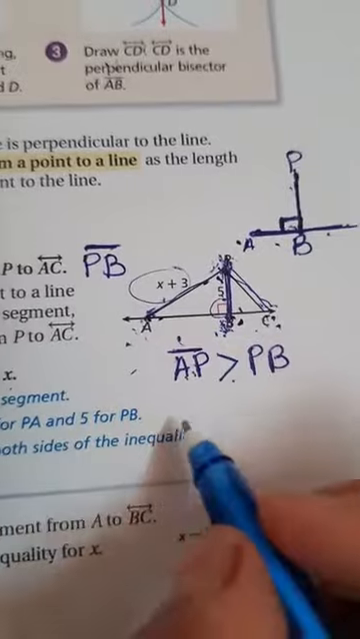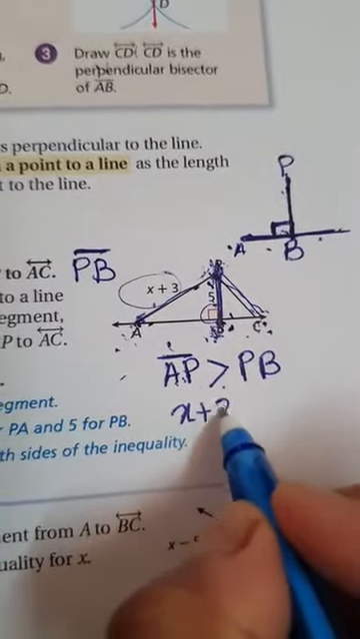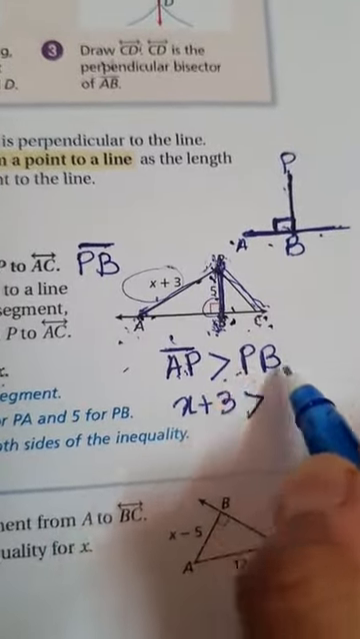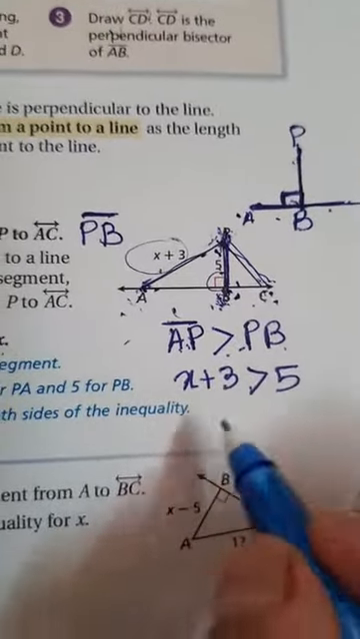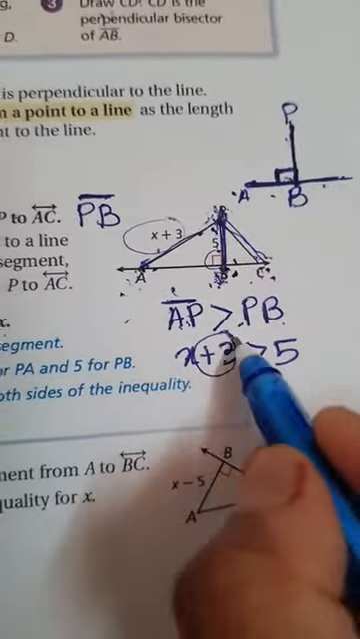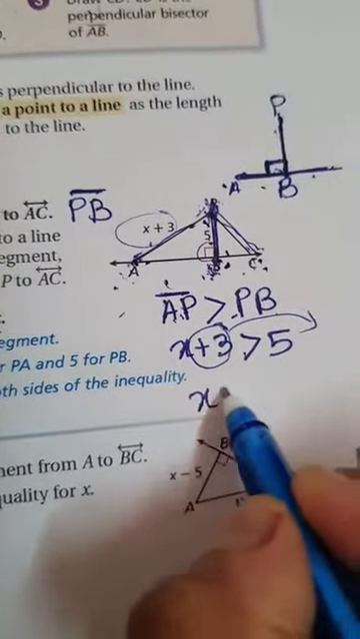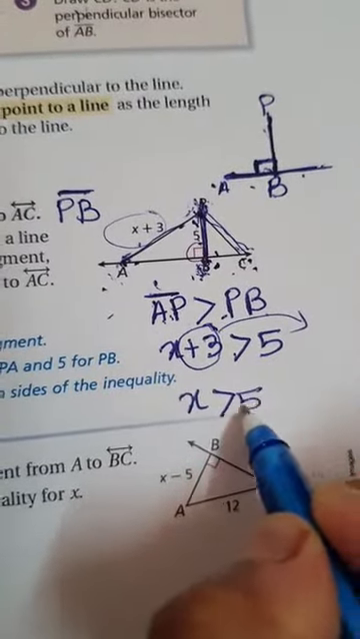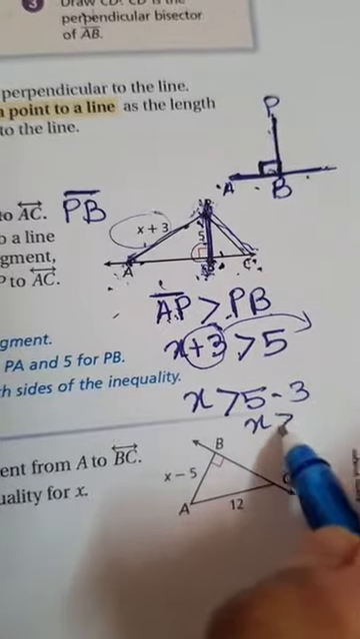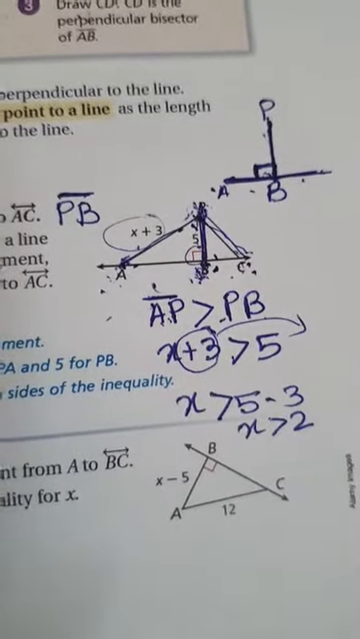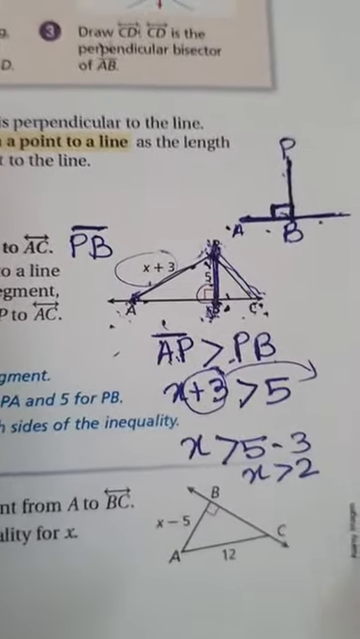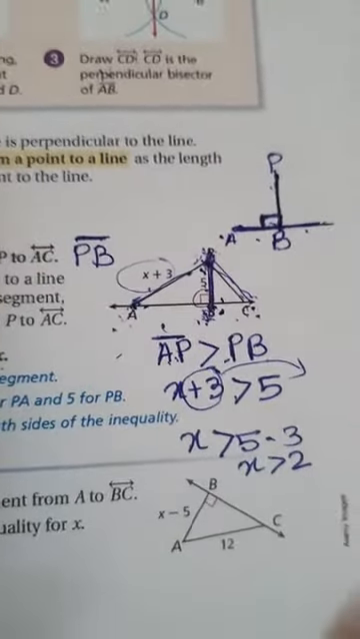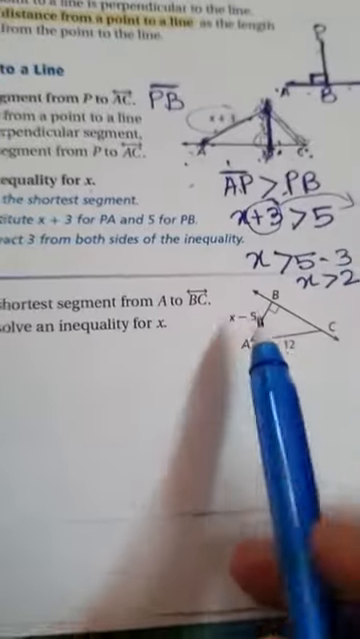Now what is AP? They gave us x plus 3 is greater than what's PB? They gave us as 5. Okay, how do you solve it? You know how to solve. Move the plus 3 to the other side. So that's going to be x is greater than 5 minus 3. X is greater than 2. This is how you're going to write and solve an inequality. As simple as that. That's all. This is your first part of the lesson. Okay, let's try to do for this question.